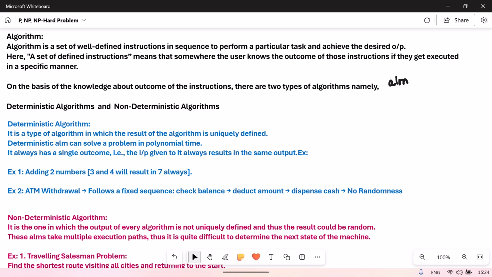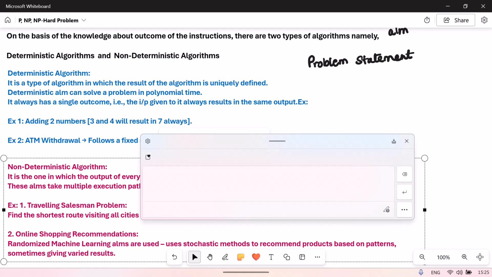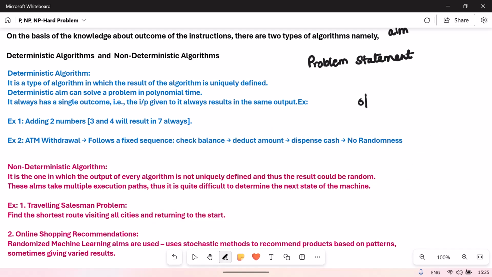Suppose I have a problem statement and I have the result, the output. In order to get this result, I have to follow this set of instructions. I will call that set of instructions an algorithm.